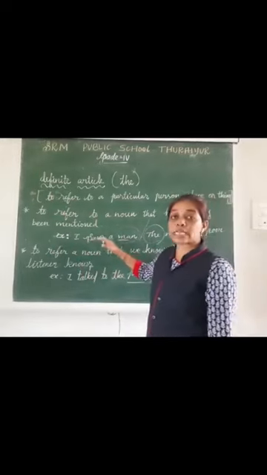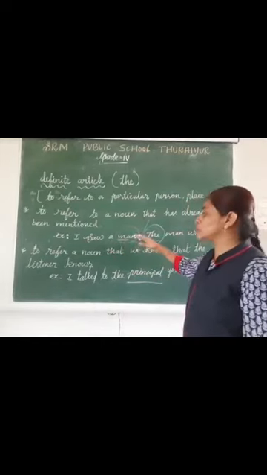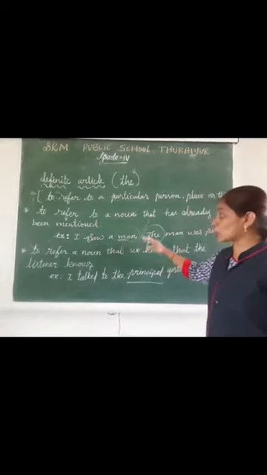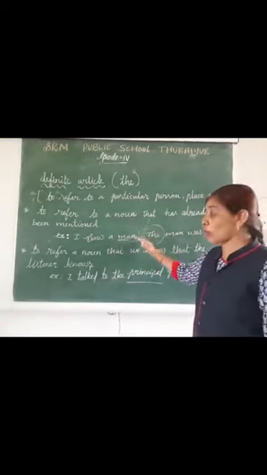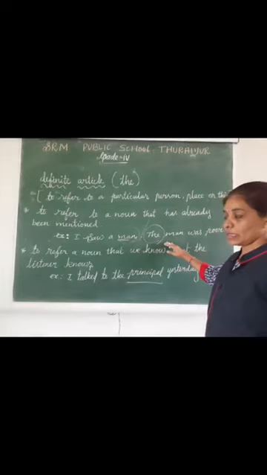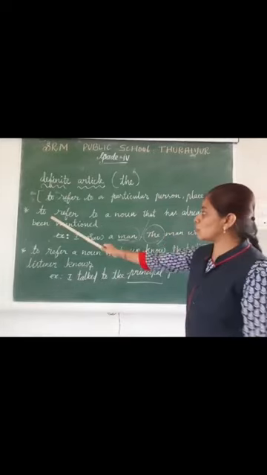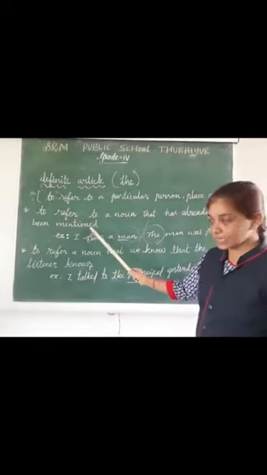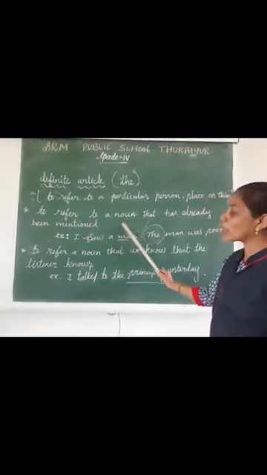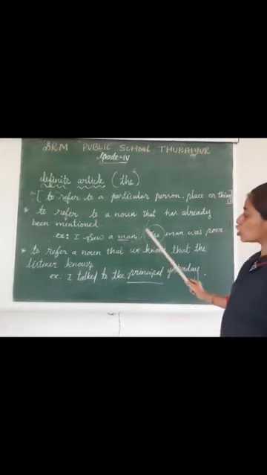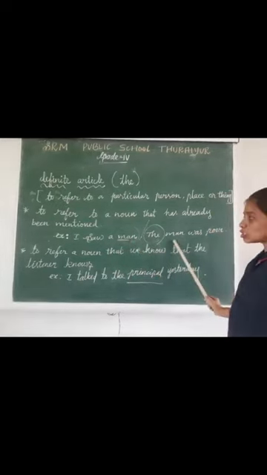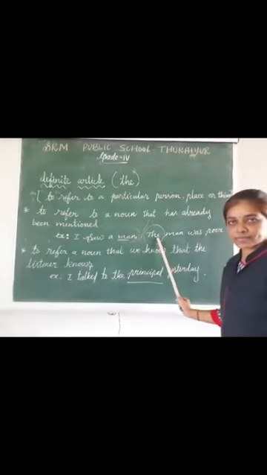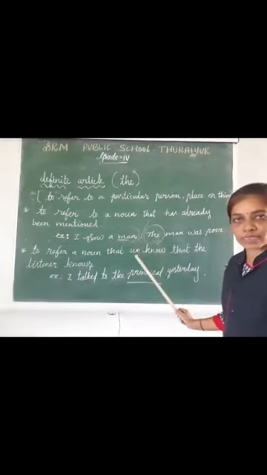When we introduce a noun for the first time, we have to use a or an according to the sound. When we are talking about the same noun again, we have to use the. That's the first rule: to refer to a noun that has already been mentioned. Here we mentioned the noun already. Again we are talking about the same noun, so we use the. Got it? Shall we move to the next?